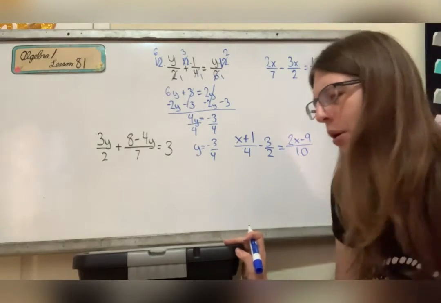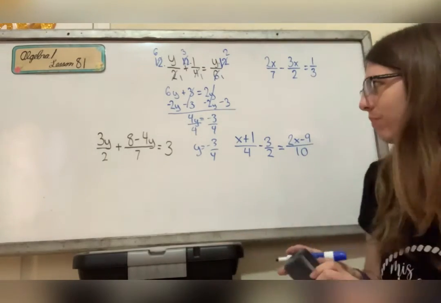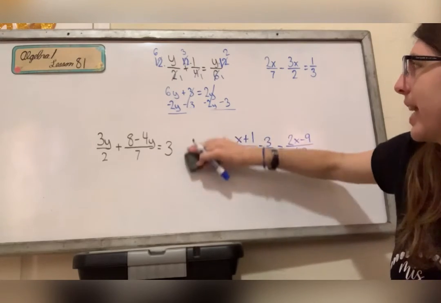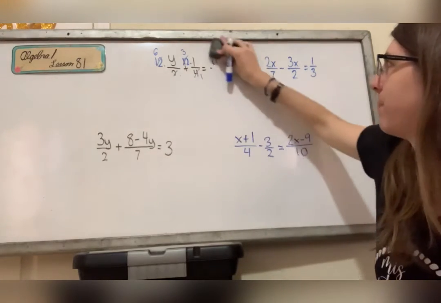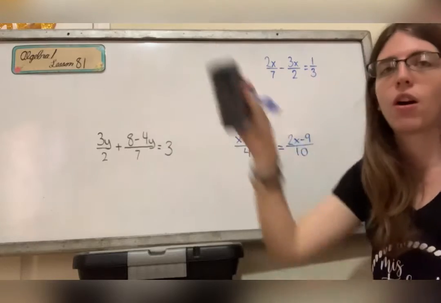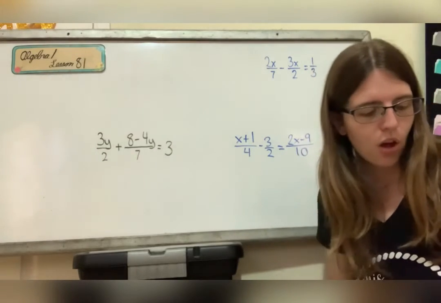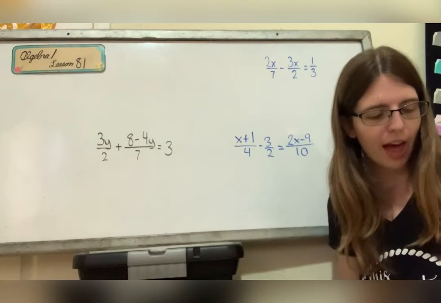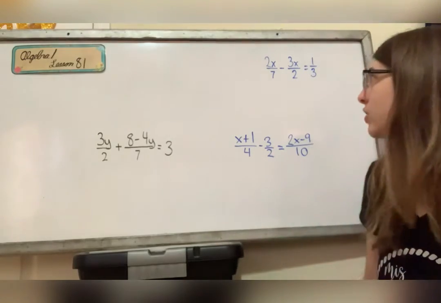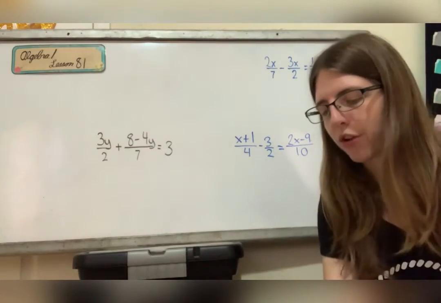I'm going to erase this. You can see it in your book, just so that the rest of our problems are clearer and we're not distracted. Okay, so we have 2x over 7 minus 3x over 2 equals 1/3.